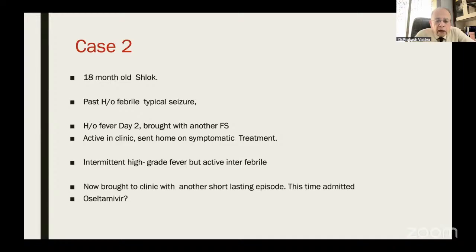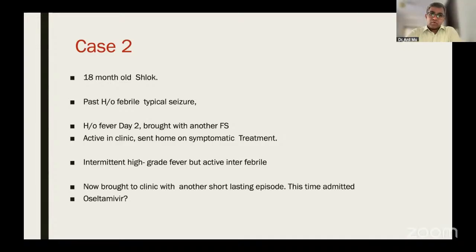And 12 hours later, he is again brought to your clinic with another short-lasting episode. This time, you don't take a chance and you admit the child. Now, this child, after the second episode in this particular illness, is again playful, active. He's not a very sick child. So now I want to know from both of you, in this situation, will you give Oseltamivir or not?